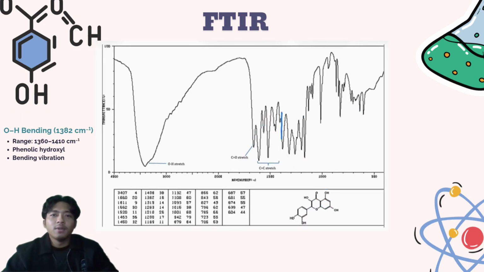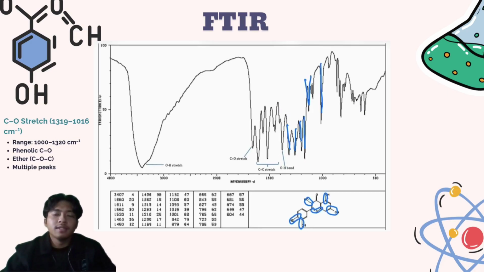The peak near 1,382 reciprocal centimeters refers to the OH bending vibration of the phenolic hydroxyl groups. The peaks in the region of 1,319 to 1,016 reciprocal centimeters are assigned to C-O stretching vibration. These absorptions originate from the phenolic C-O bonds and the ether linkage present in the heterocyclic ring of quercetin.